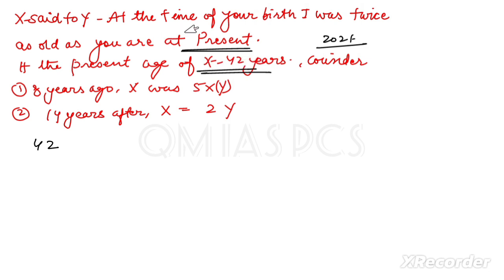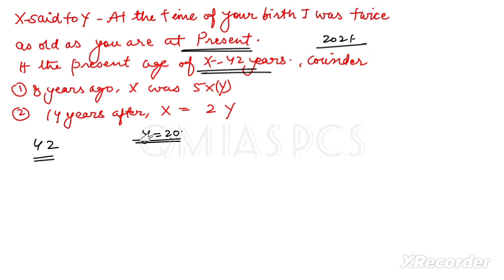Okay, so consider the age of y is small y, and the age of x is small x. At the birth of y, what will be the age of x? Just think, I'm considering the age of y is equal to 20 years. Right now the age of y is 20 years and the age of x is 42 years. So what will be the age of x at the time of birth of y?